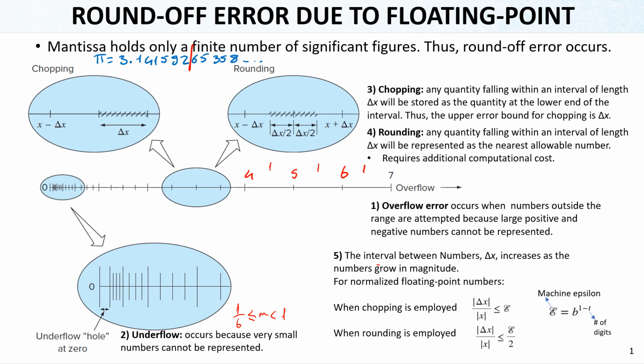So chopping means we can just write pi as 3.14159 2, and we don't change this 2 based on the next value. Because it's 6, actually we need to increase this, but we don't do that. We just write whatever we see here, 2. And in this scenario, the error between the true value, which is the top one, and this is 65 times 10 to the power minus 8. So it's still very small, but this is round-off error due to chopping.